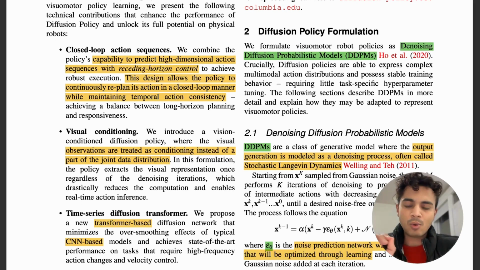Next, what we are able to do is visual conditioning. This is also another important factor, where we use camera input to guide robot actions. It's like giving the robot a sense of sight. And with sight, I don't just mean pixels, I mean the ability to understand the surroundings. Understanding is very important, and observations are treated as conditioning instead of part of the joint data distribution.